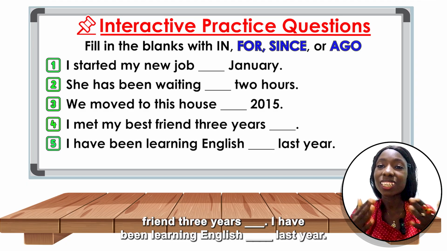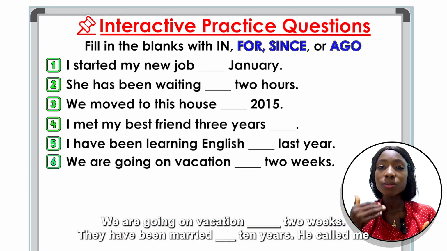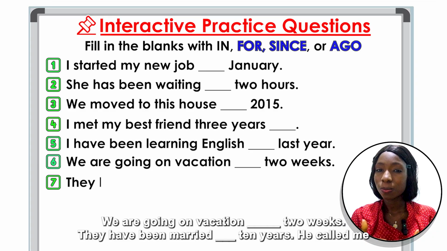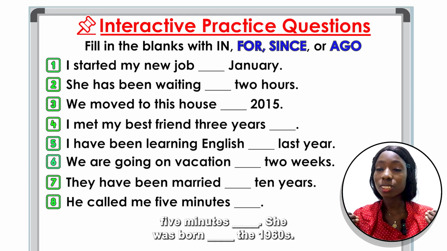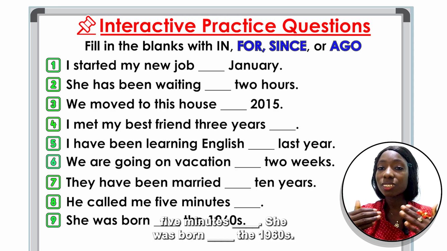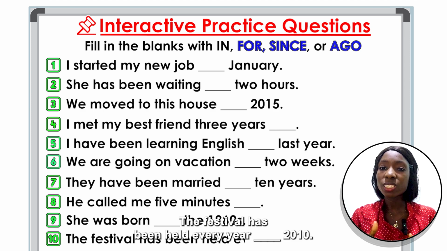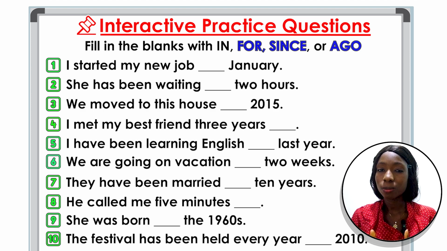5: I have been learning English last year. 6: We are going on vacation 2 weeks. 7: They have been married 10 years. 8: He called me 5 minutes. 9: She was born the 1960s. 10: The festival has been held every year 2010.